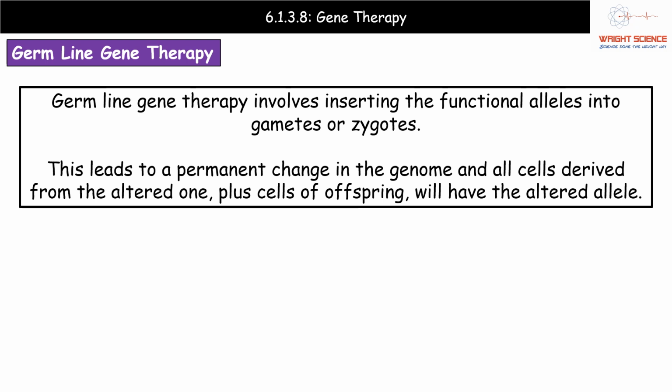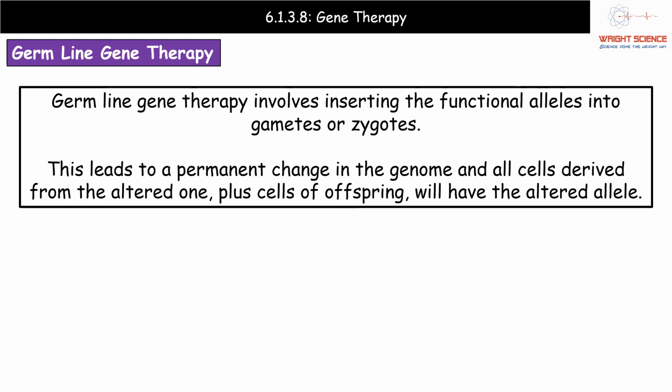The second option is germline gene therapy. Now, germline gene therapy is all about inserting the functional alleles into either the gamete or the zygote. So we're going right back to the very beginning of the organism's existence at this point. Now, when we alter the actual genome of the gamete or the zygote, this is a permanent change. And every cell that then comes from that altered one is going to have the altered allele present.